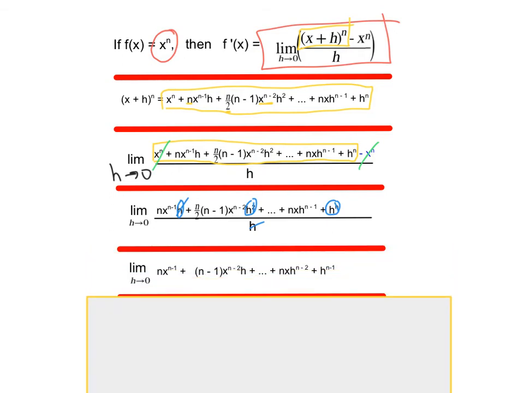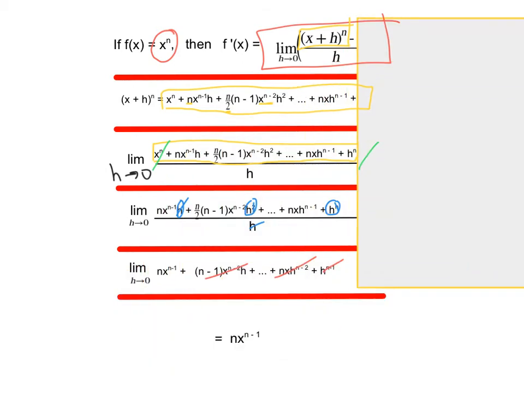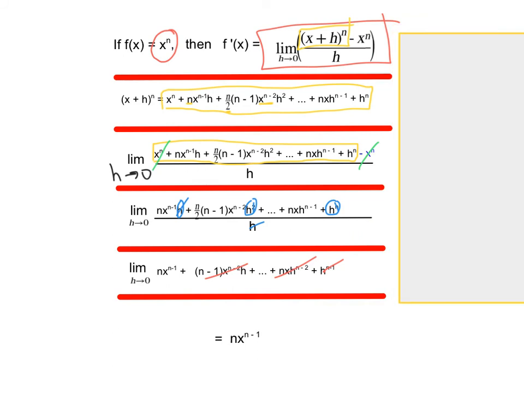Now that the division is gone, we can plug in 0. So when we plug in 0, everything that has an h in it goes to 0. So that goes to 0. This goes to 0, and like all the things in between. So that our final answer is this. Right? So that's a proof.